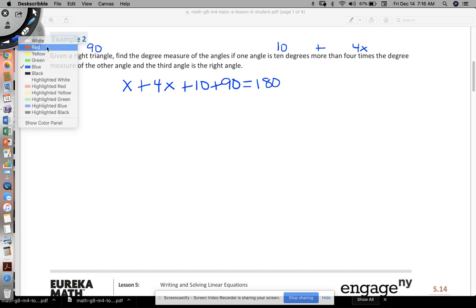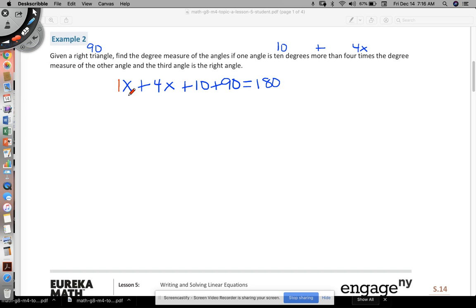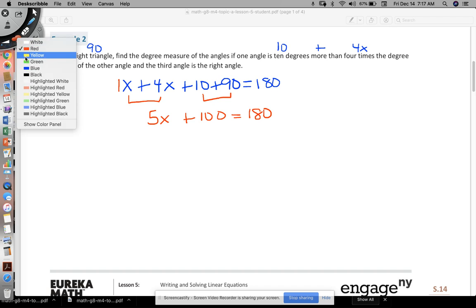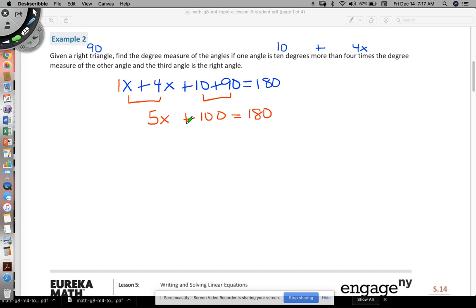Now, we're going to combine our like terms. I have 1x plus 4x is going to give me 5x. And then I have 10 plus 90 is going to give me 100. And that's just combining all my terms. Bring down your 180. All right, and again, we want to get that x by itself. So I'm going to do the opposite of adding 100. I'm going to subtract 100. And what you do to one side, you're going to do to the other. The 100s cancel, and I get 5x equals 80.